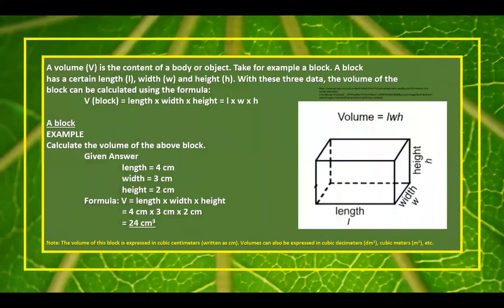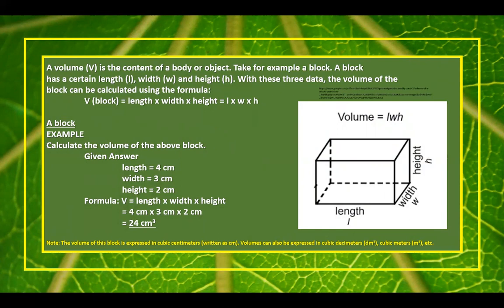For the introduction to volume, take note that the volume, or V, is the content of a body or object. Take, for example, a block. A block has a certain length, width, and height. With these three data, the volume of the block can be calculated using the formula: V of the block is equal to the length times width times height, or L times W times H. So for example, calculate the volume of the above block.